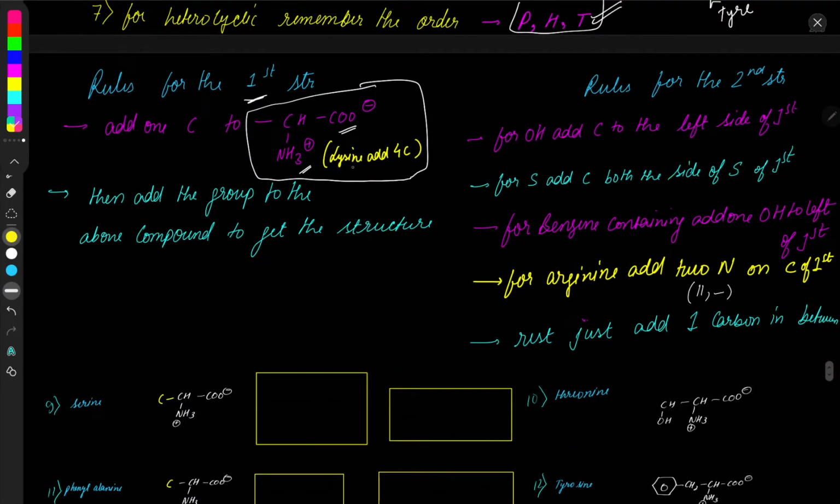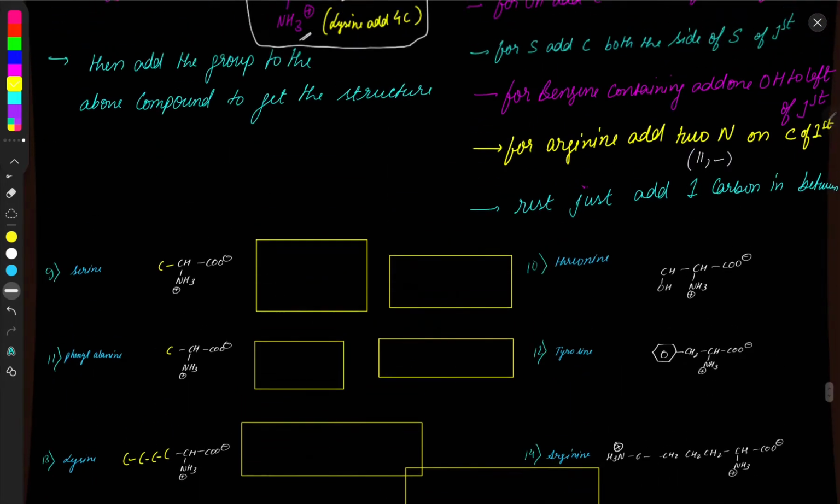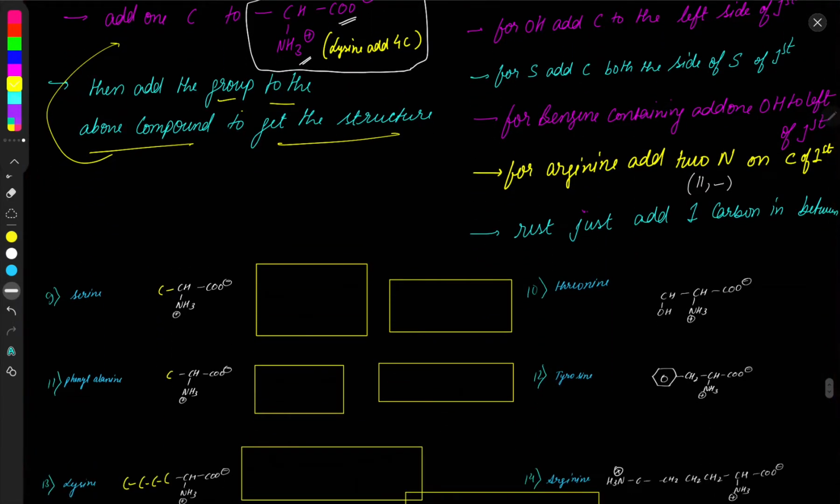Now what is the second step? For lysine, add 4 carbons. This is a kind of exception, you can say. Where is lysine? Here is lysine. So instead of adding 1, add 4 carbons: 2, 3, 4. We have added 4 carbons. Then add the group to the above compound to get the structure. Which group am I talking about?